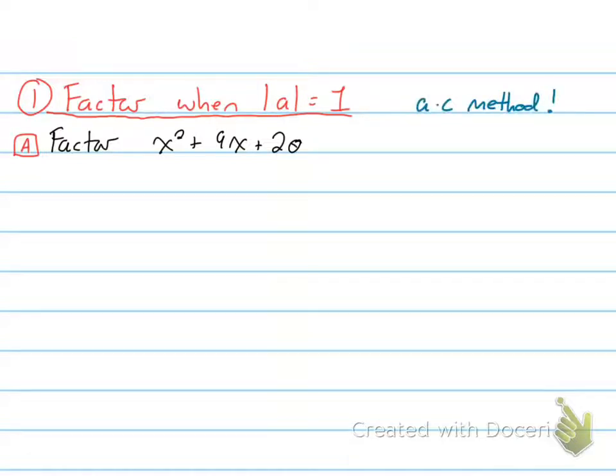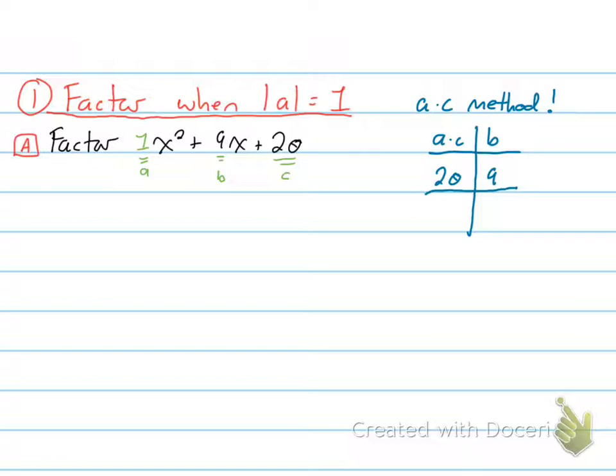So what I like to use is the AC method. Basically what I want to do is look at those coefficients, and I want to find two numbers that multiply to give me a times c and add up to give me b. So my coefficients here are 1, 9, and 20. So I want to find two numbers that multiply to give me 1 times 20 and add to give me 9.